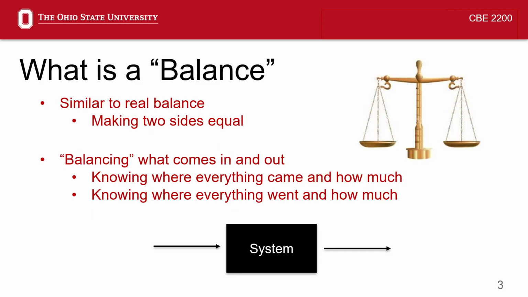So, what is a balance? The way I think about it, when I was first introduced to it, is that it's very similar to a real balance, which I have on the right. The concept of a balance is very much just trying to make two sides equal, or trying to equate two different things. Similar to the word, we're going to be balancing what comes in and out of a system for chemical engineering. What this means is we want to know where everything came from and how much of it came in, and where everything went and how much of it went out. Knowing all this, we want to balance that to make sure they're equal.